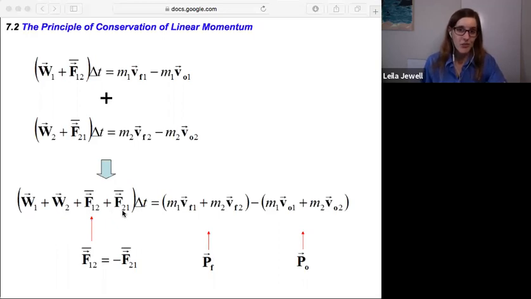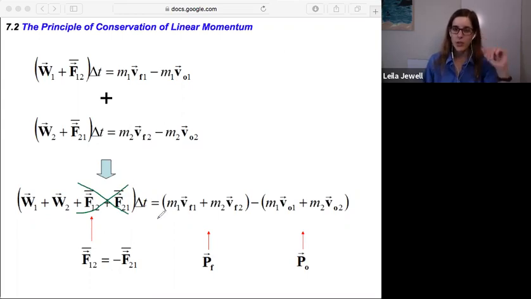This is where we can take advantage of the fact that the forces that they exert on each other are an internal force to the system, because we know that they're a result of Newton's third law, where every action has an equal and opposite reaction, the way they're pushing on each other. So the force that 1 experiences from 2 is exactly equal to negative the force that 2 experiences from 1. So it turns out these are just going to cancel out, as we'll see on the next slide.